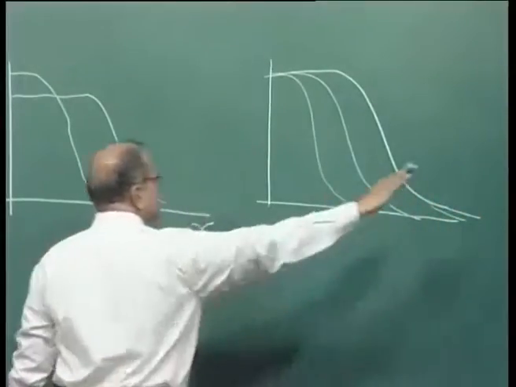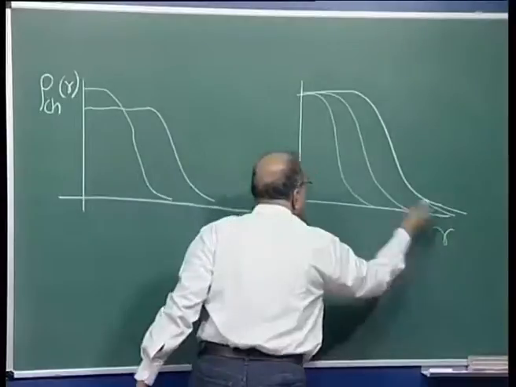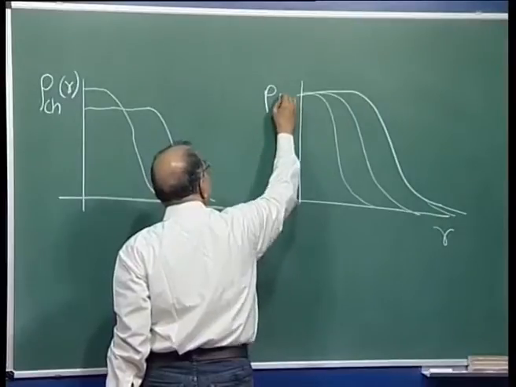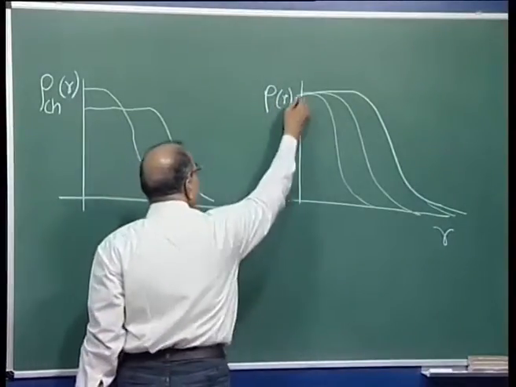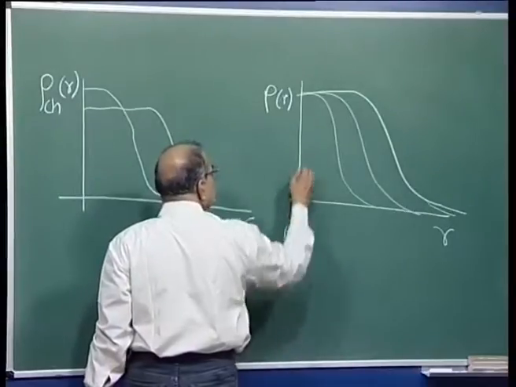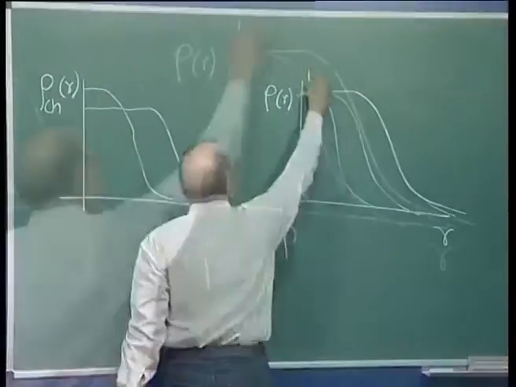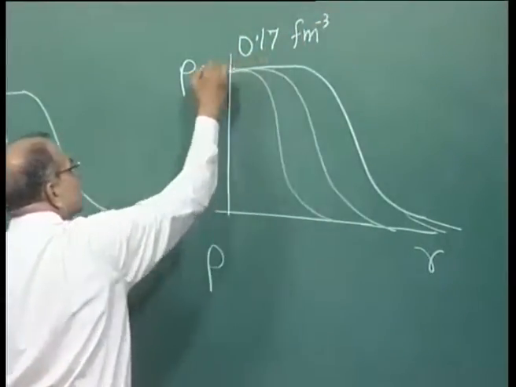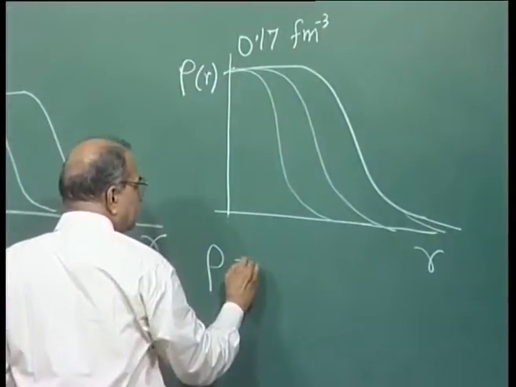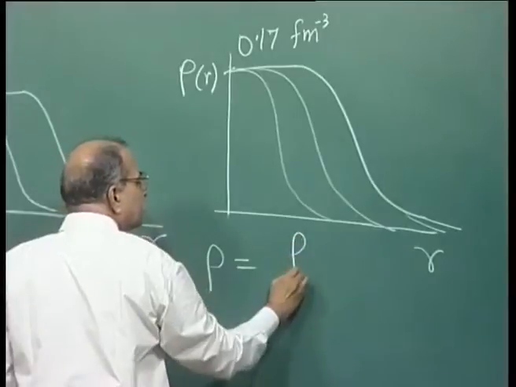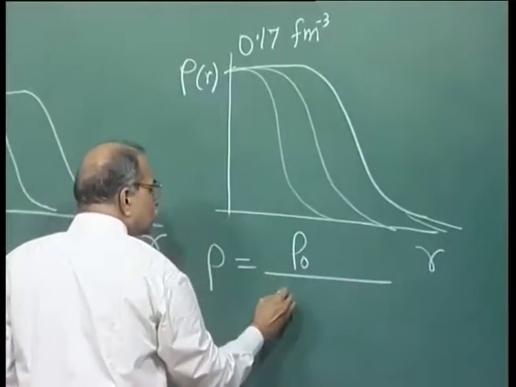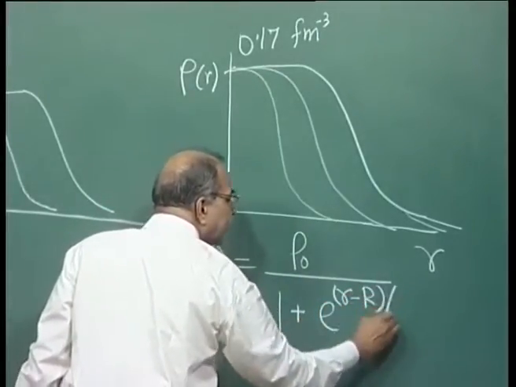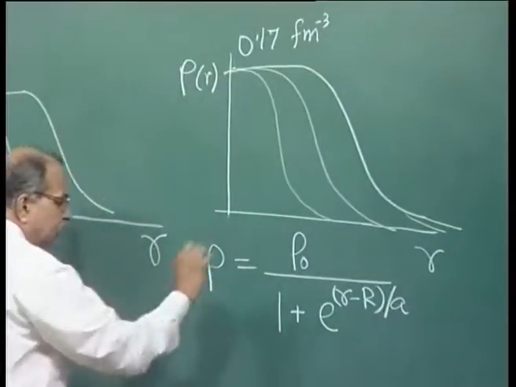This rho here is now the number density, how many nucleons per unit volume there are, and this point is something like 0.17 per femtometer cube. This whole structure can be mathematically written as rho equals rho naught over 1 plus e to the power (r minus capital R) over a. This is the kind of distribution.